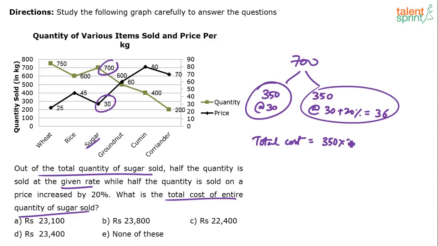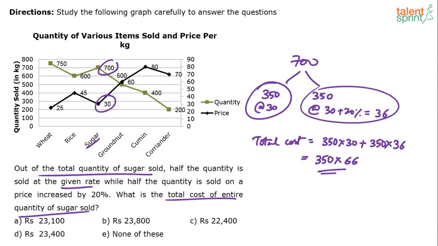350 into 30 plus 350 into 36. You're done. Simplify now. 350 is common. If 350 is common, 30 plus 36 becomes 66. 350 into 66. You getting it? 350 into 66 is the final answer. Now do the calculation and get the answer. I mean, you can try doing unit method or digital root method, but otherwise also the calculation should be simple, right?